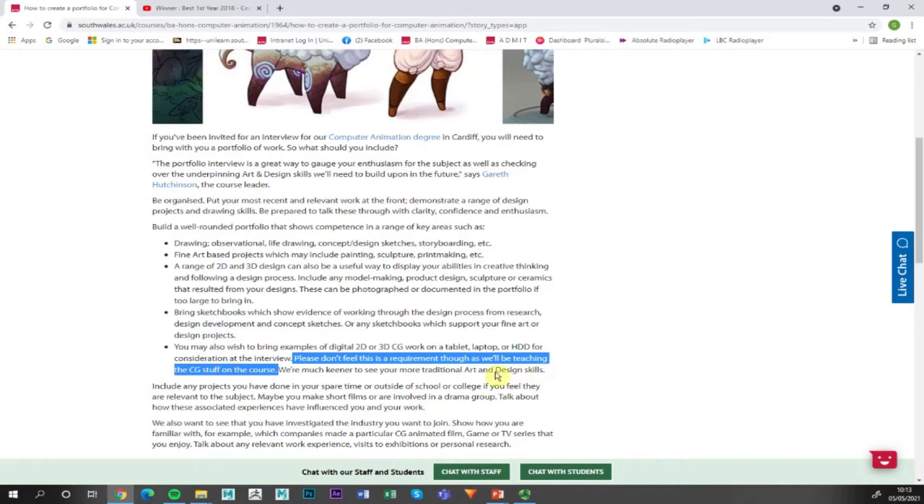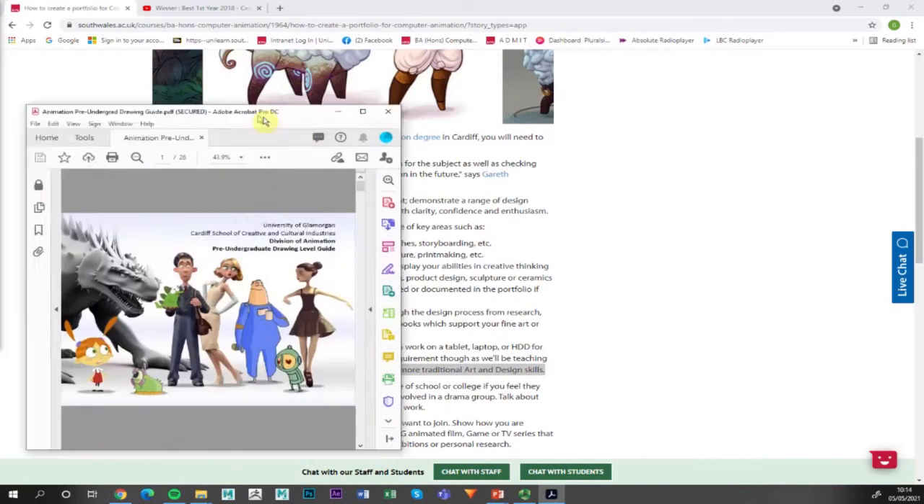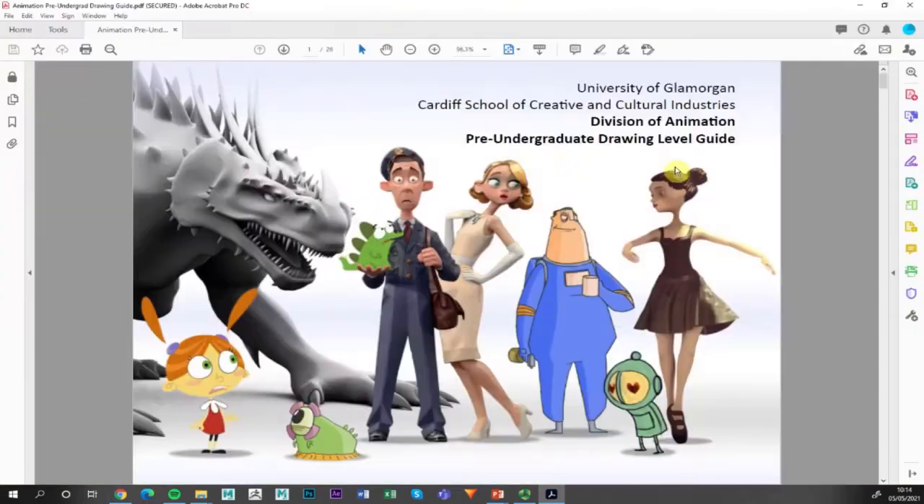Okay, much keener to see your traditional art design skills, right? It's a really good phrase there. To give you a sense of what that might look like, I have this PDF that a member of staff made a little while ago. It's called Pre-Undergraduate Drawing Level Guide for courses within what was the division of animation then, which is the division of animation and games now. So it's a little guide for somebody looking to apply to us for the first year, and the question being, what sort of level of drawing is applicable?